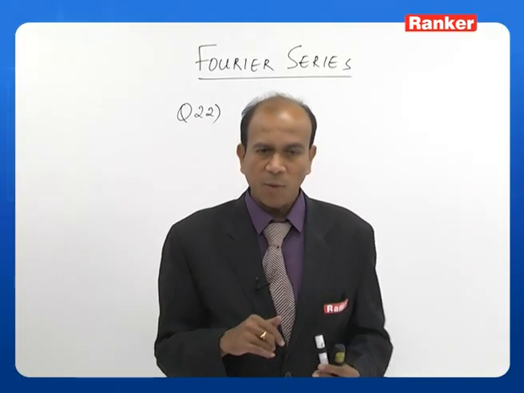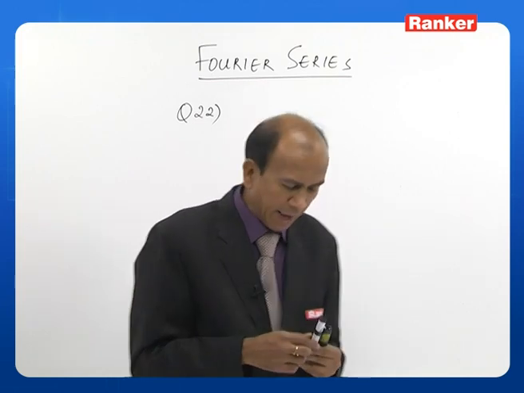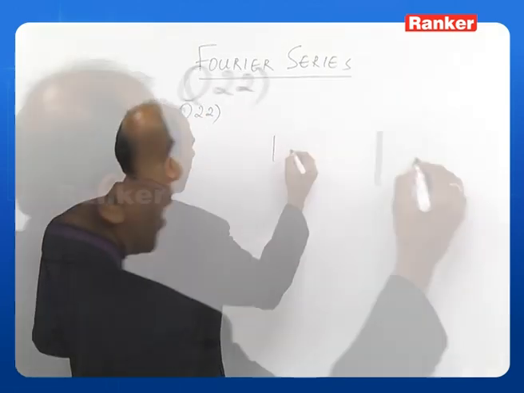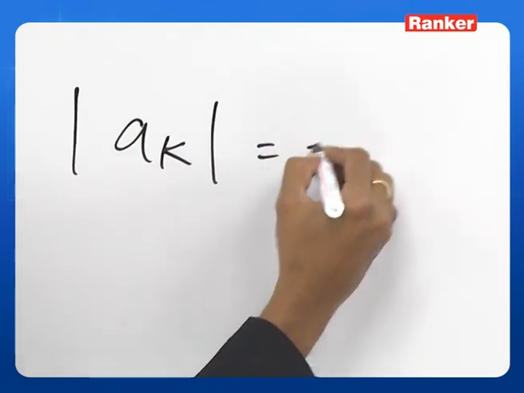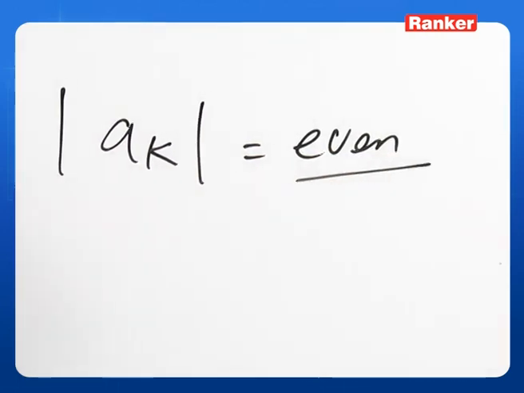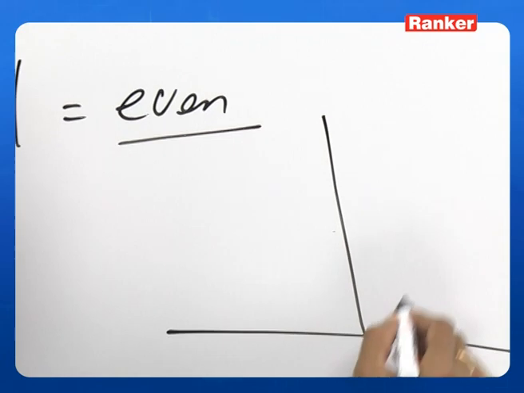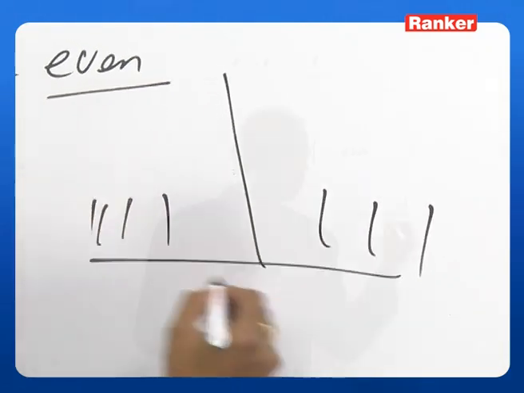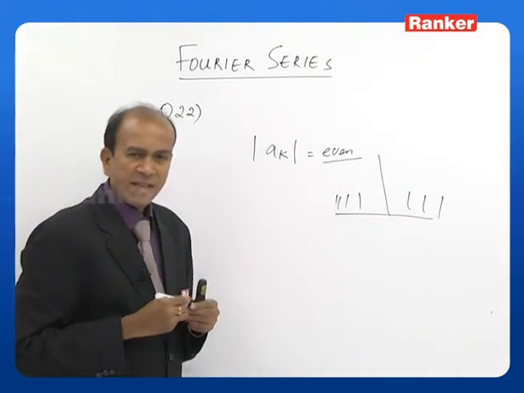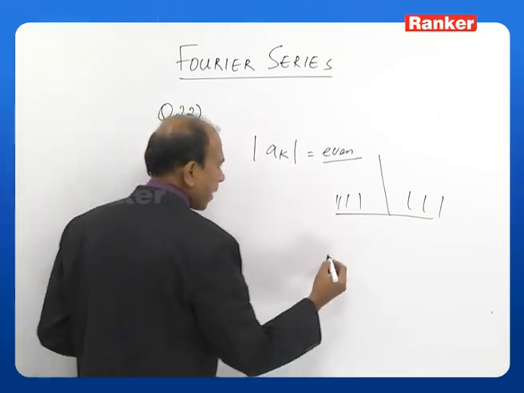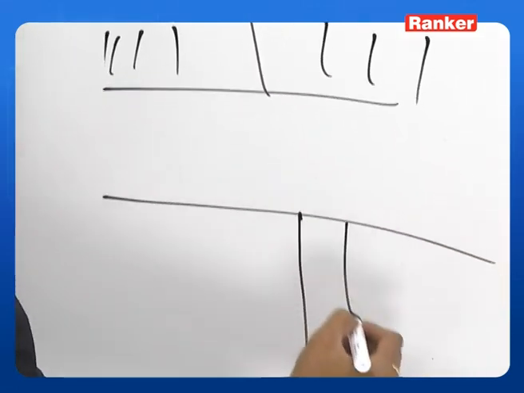So, let us see this. What we are talking about here is that we said the AK is even. So, the amplitude AK is even. That means it exists both on this side and also this side. Okay. Then also the phase angle given, which is minus pi. That means all this will be reversed.